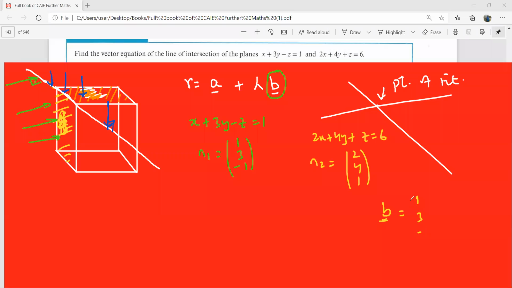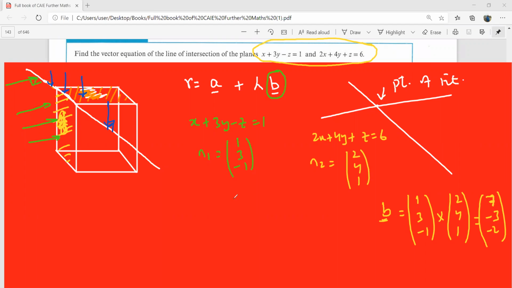Can you please quickly do that and give me that normal here? 2, 4, 1. So this is going to be 3 plus 4, 7. Now the next one is 1 plus 2, this is minus 3, and then you have 4 minus 6, that is minus 2. So that is the direction vector of this line.